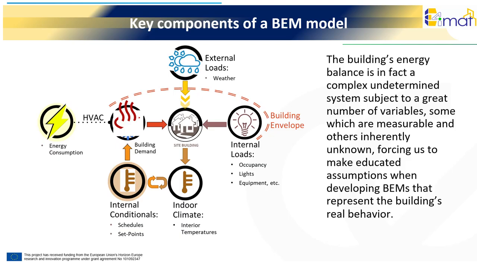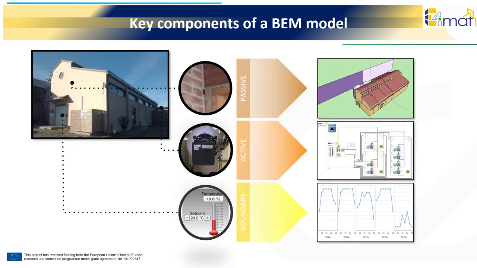In most cases, meeting this demand requires the installation of an energy support system known as the building's heating, ventilation, and air conditioning (HVAC) system. The resulting energy balance is in fact a complex undetermined system subject to a great number of variables, some of which are measurable and others inherently unknown. This challenge forces us to make educated assumptions when establishing the value of some BEM parameters to try to represent the building behavior. In a broad sense, the BEM uses these physical principles to simulate how a building responds to weather, indoor loads, and user constraints over time.